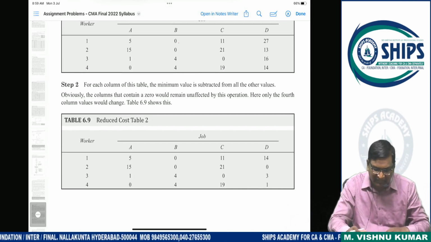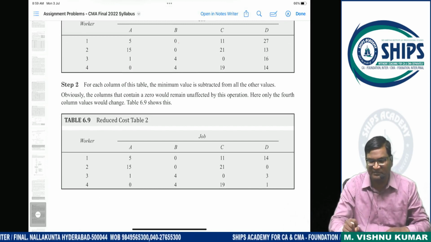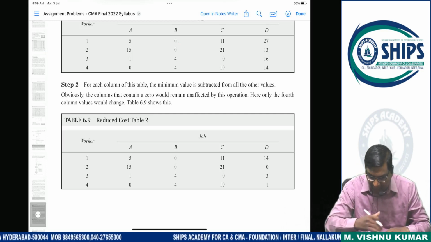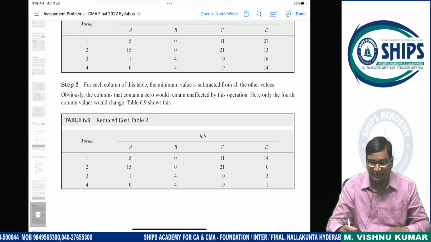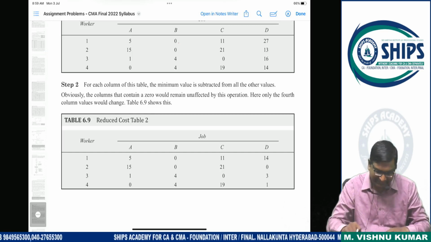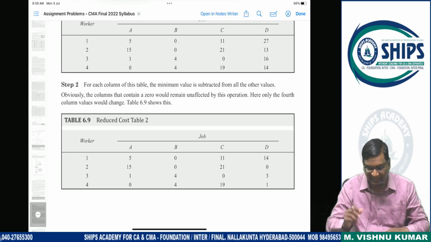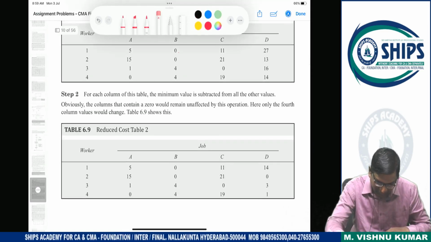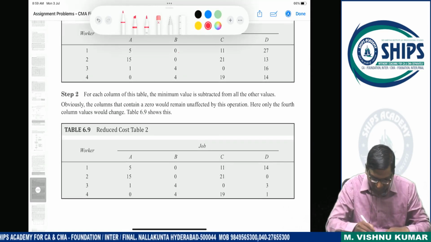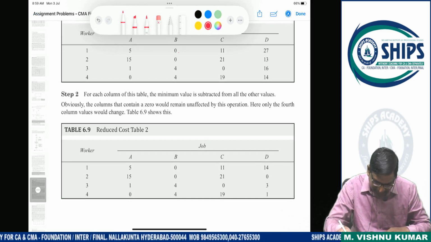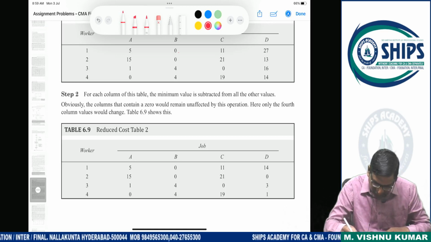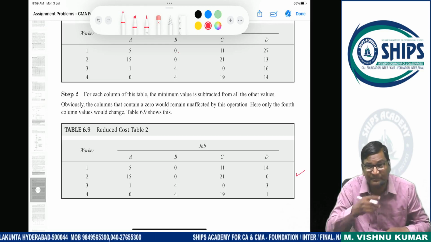Clear? After this, we have to draw the minimum number of lines to cover all zeros. How to draw the lines is important. This technique is important. So how will we draw? First, check row wise. In which row are more zeros coming? First row 1 zero, second row 1 zero, third row 1 zero, fourth row also. The second row has 2 zeros, so tick this one. Right?